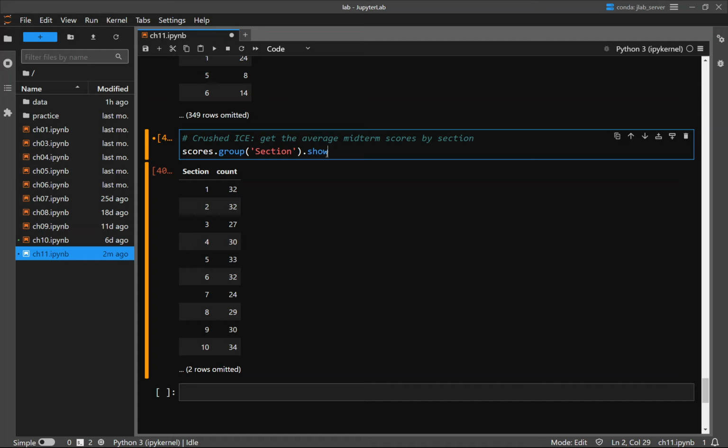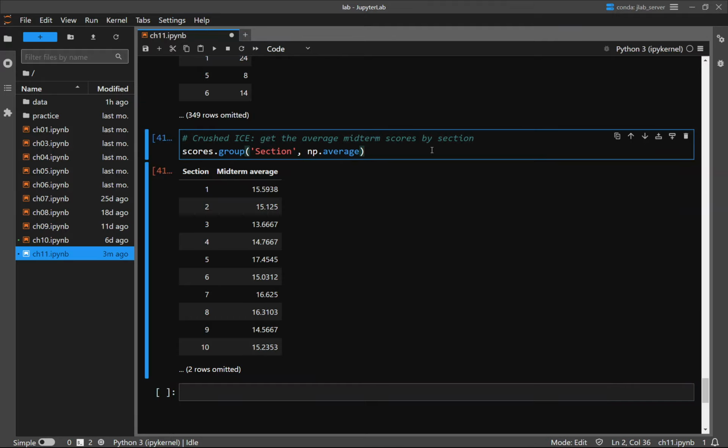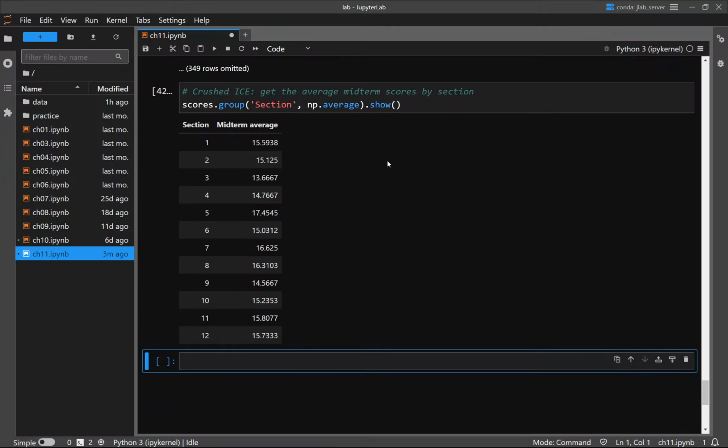But we'll do that in a second. So what we wanted to do is group and not do the count, but do the average, np.average on all those grouped things. And then again, it gives you back the table. Only 10, but there's 12 sections, so you've got to say .show to show them all at once. So that's how you get the averages. Does that make sense? Questions about that?